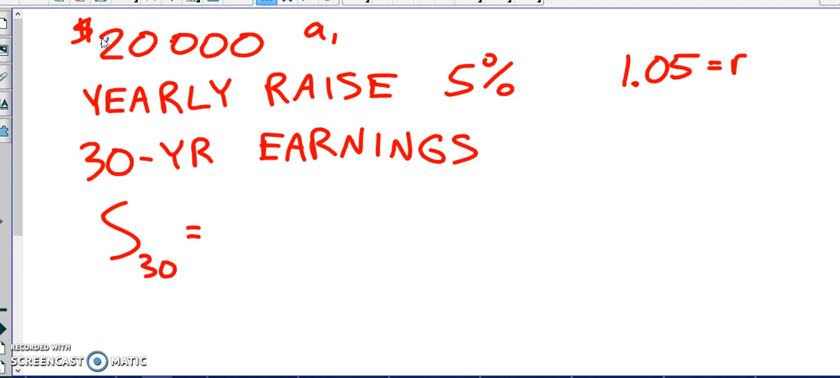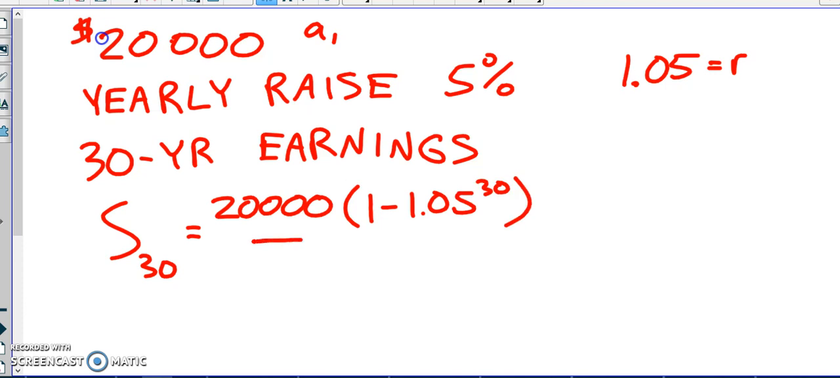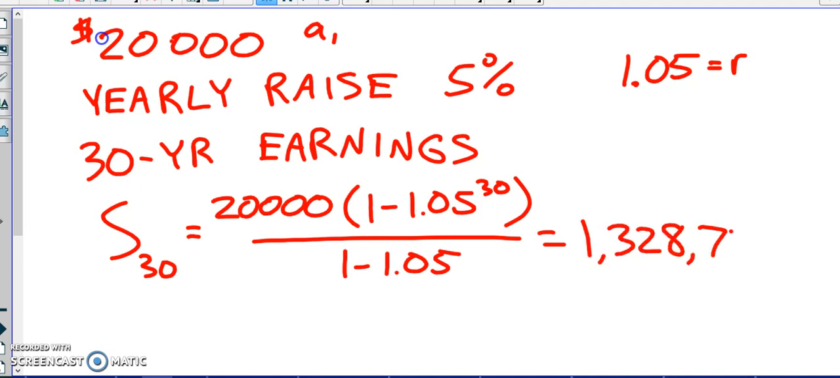So anyway, this would be 20,000 times 1 minus 1.05 to the 30th over 1 minus 1.05. And according to the book, that comes out to be $1,328,777. And that would be your lifetime earnings over this 30-year period.